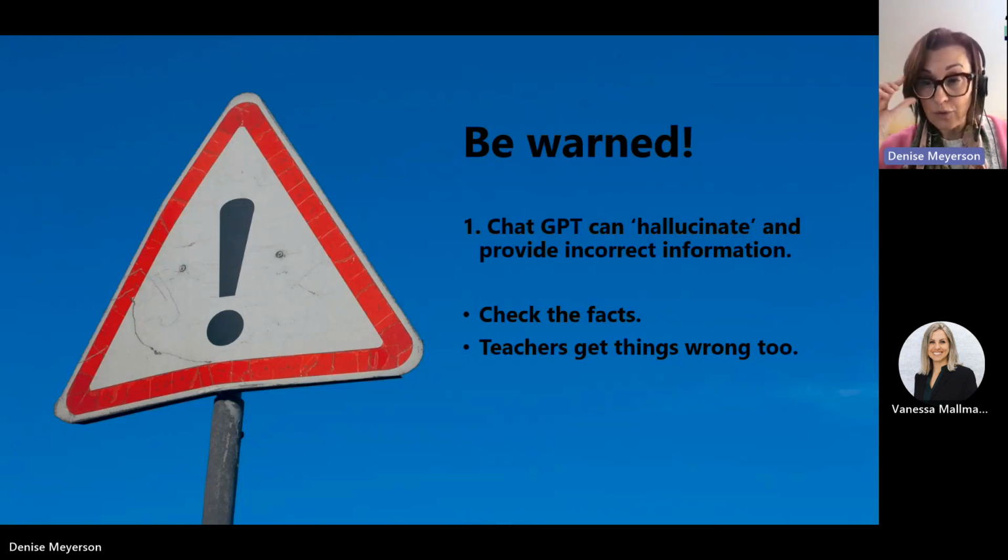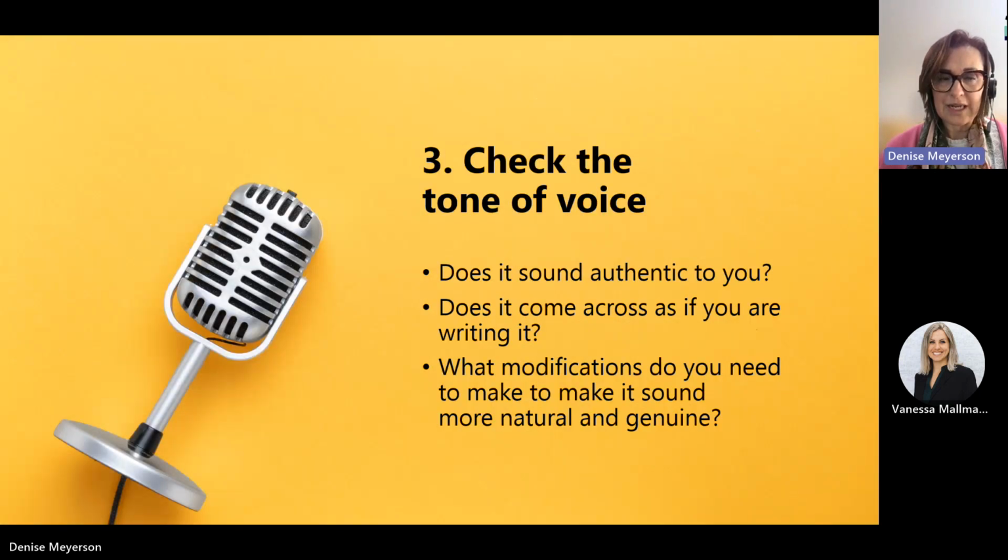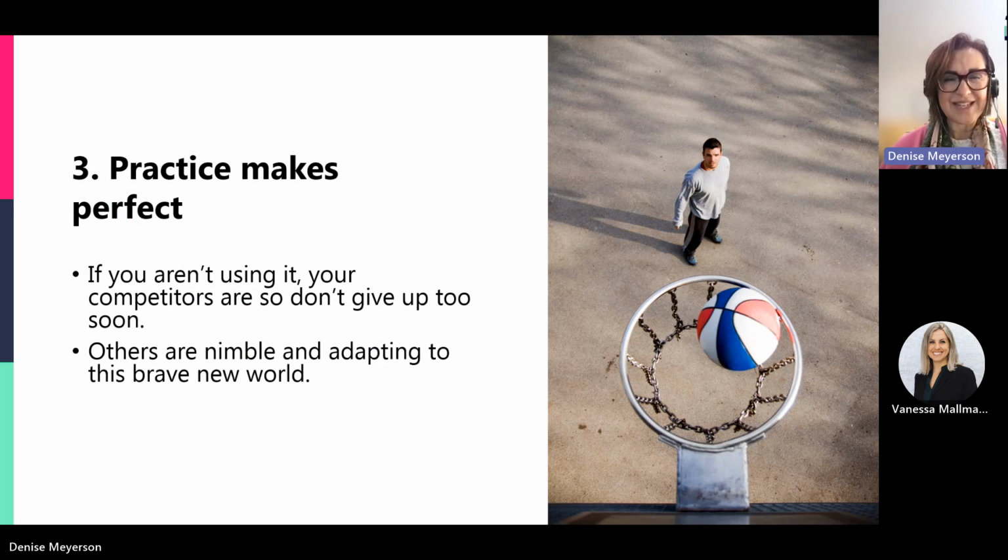We do have to be careful as well that ChatGPT can hallucinate, so it can provide very incorrect information and be convinced it is correct. So you do need to check your facts. Remember, teachers can also be wrong, and so can ChatGPT. You also need to keep checking and editing the spelling, the grammar. You can instruct it to write in Australian English, but generally the default at the moment is American English. But as I said, you've got to check the tone of voice. Is it authentic? Is it something that you would write? How do you make it sound more genuine, so people don't think, oh, I don't want something that ChatGPT wrote?